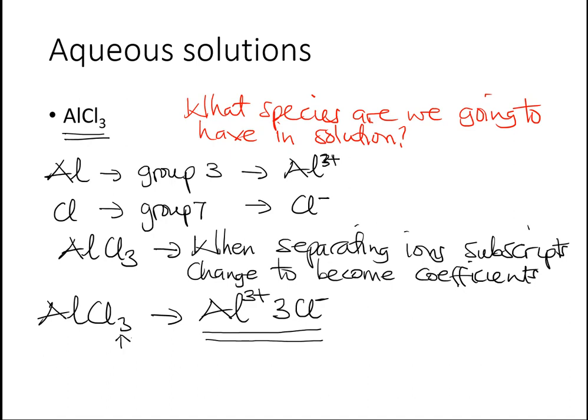So what does this mean? It means if you start with aluminum chloride, you are going to end up with 1 aluminum 3 plus and 3 chloride ions. You start with aluminum chloride, and you end up with 1 aluminum 3 plus and 3 chloride ions.